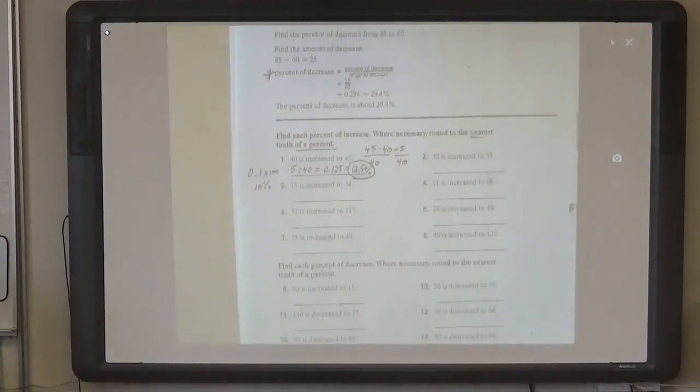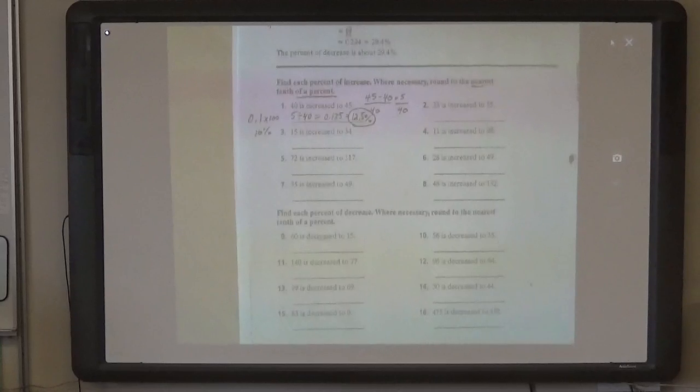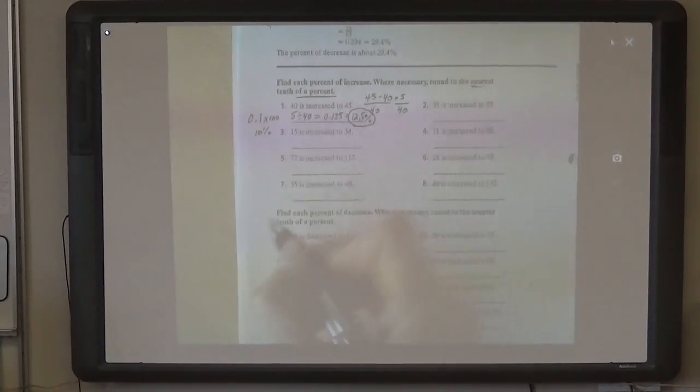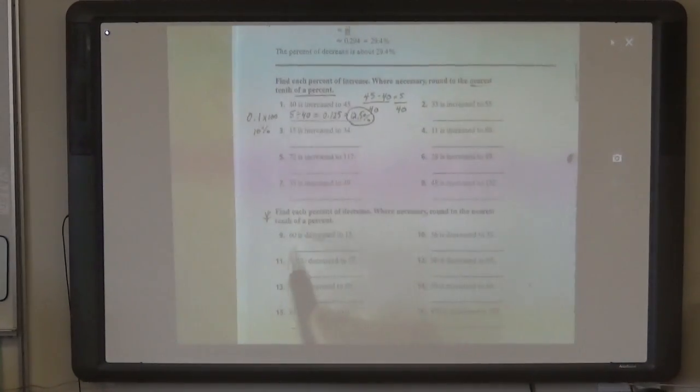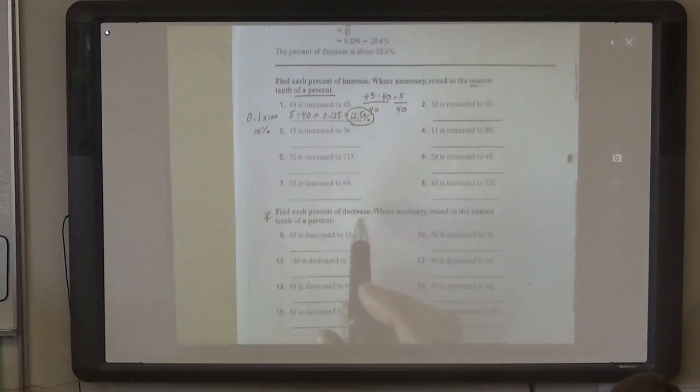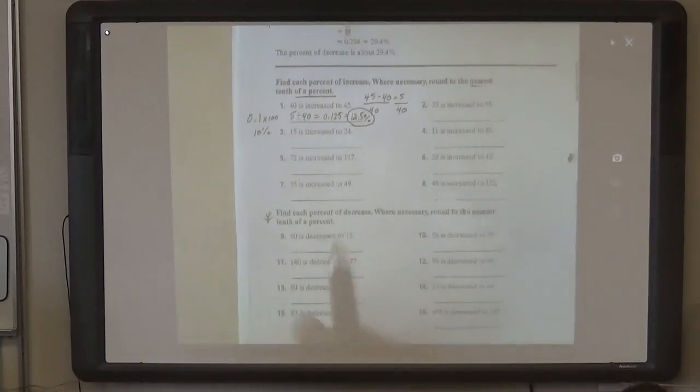Any questions on the top section? So in the second section, they set it up nicely for you. It tells you that it's a decrease, an amount of decrease, so you just have to find the percent of decrease in this case. Okay?